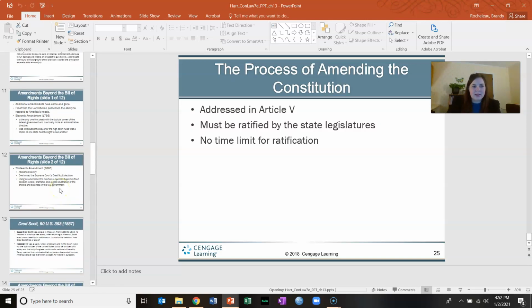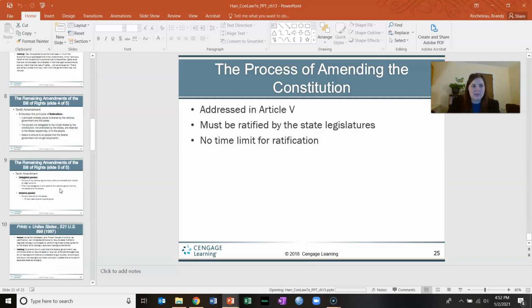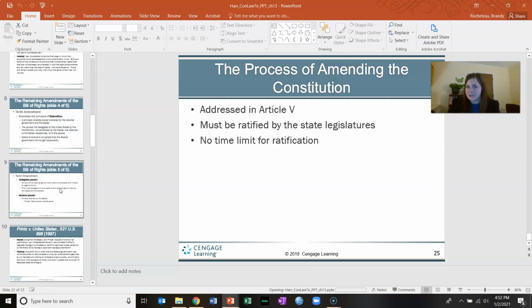Some of these amendments have already been covered. For instance, the 13th and 14th Amendments were covered in Chapter 4, as well as the Dred Scott case. Griswold versus Connecticut has also been covered elsewhere. So some of this material should be a quick refresher of some of these other topics that we've discussed.